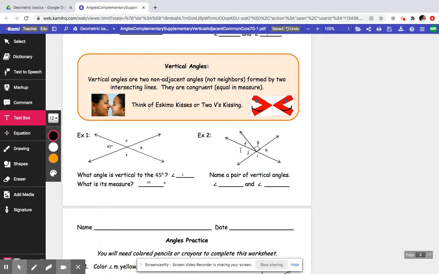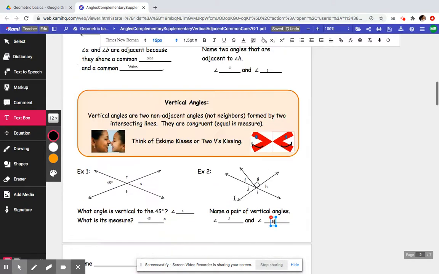Name a pair of vertical angles. Well, let's see here, J and H are vertical. And that looks like that's all we have. F plus G is vertical to I, but that's not currently vertical, but only J and H are. So I would put J and I would put H here.